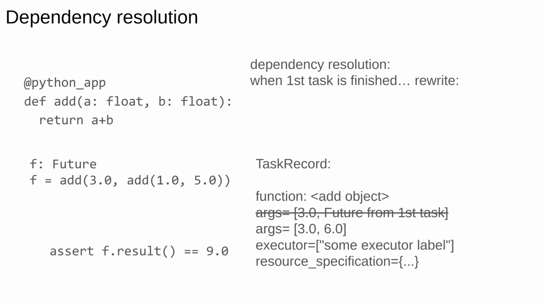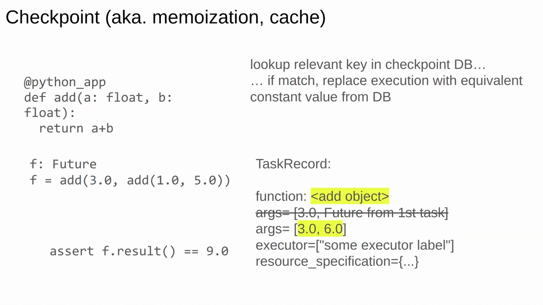Then we do dependency resolution. When the first task's finished, we can now modify the task record and have a different task description. And instead of that second future, we can now say we know the value is 6 because we ran the task. We can do checkpointing, where we look at these arguments and ask the checkpoint DB, have you seen an invocation like this before? So the checkpoint DB will look at the function object that's being called and the arguments. Maybe it finds a match, in which case we can short circuit execution and say, I know the value right now, we don't need to do any more. That's usually not the case though, and we can move on to the next step.